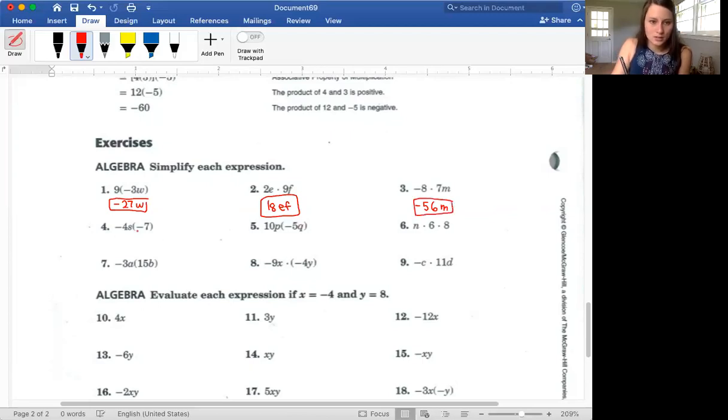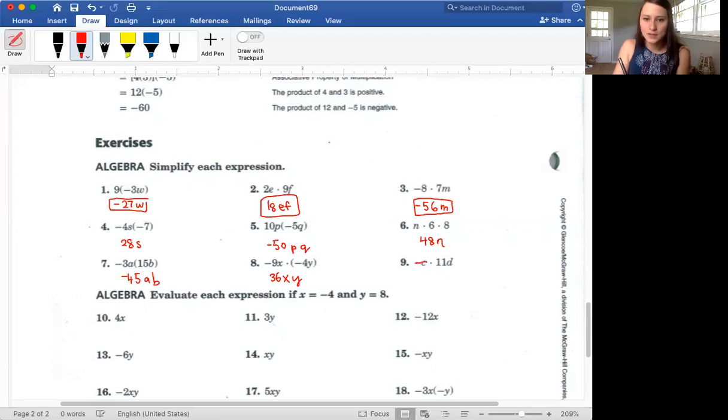All right, so let's try these. This one would be 28s. This one would be -50pq. This one would be 48n. This one would be -45ab. This one would be 36xy.